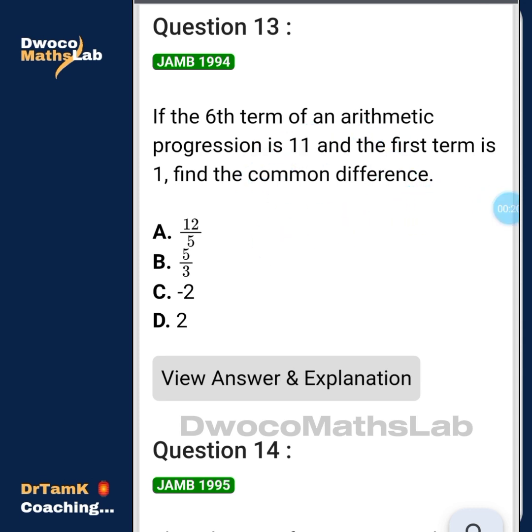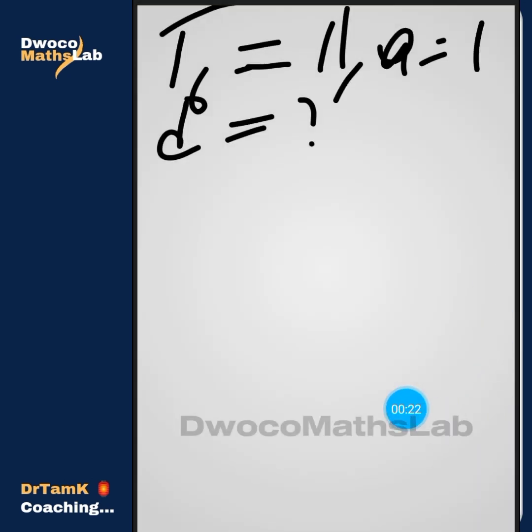All right, follow me closely. This is how to interpret the question like that. If the sixth term is 11 and the first term is 1, find the common difference, which is question mark. This is how to present your question before solving it. Under solution, the sixth term is 11, the first term is 1, and the common difference is what? How do we do that?